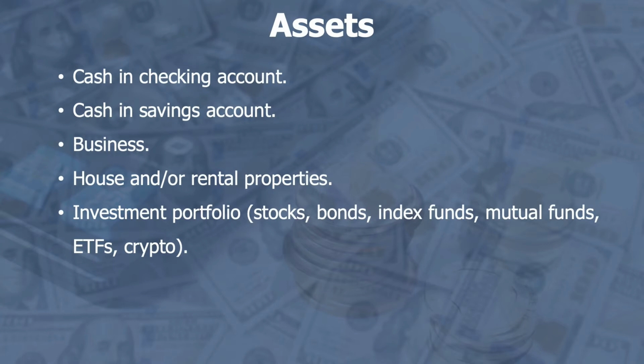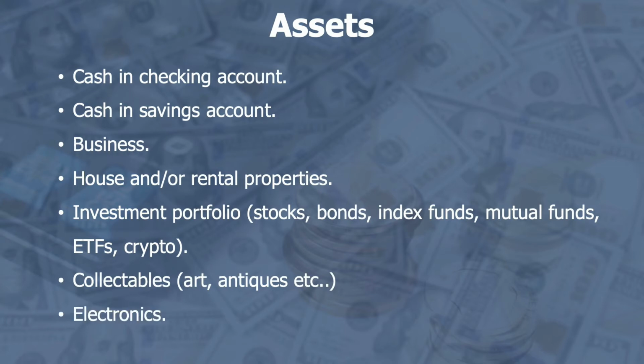You might have collectibles such as art, antiques and things like that. You might also have electronics. Perhaps you're into photography and you've got a lot of photography kit, lenses. All that stuff can be quite expensive. I would recommend probably only putting the items which are above $1,000, just to make it a little bit easier to keep track of. But these are all things that would go down in the assets column.